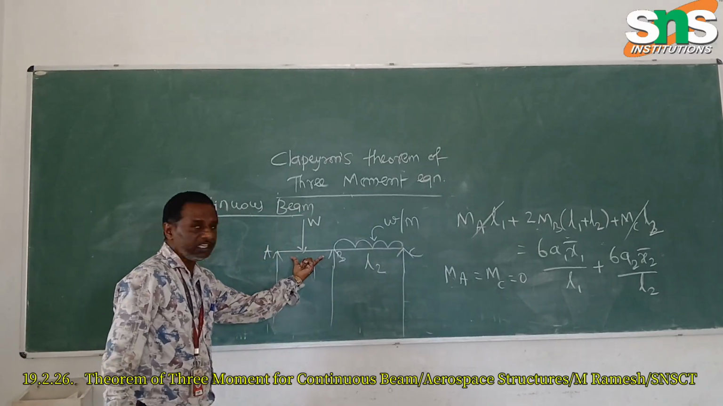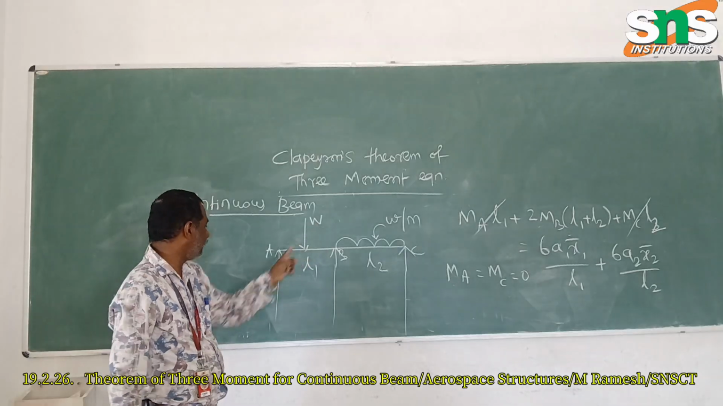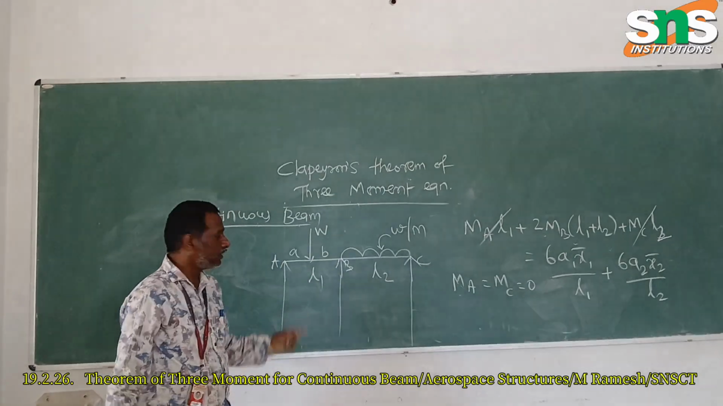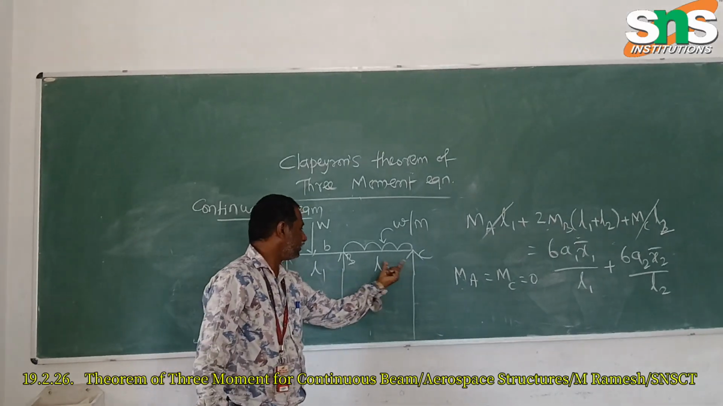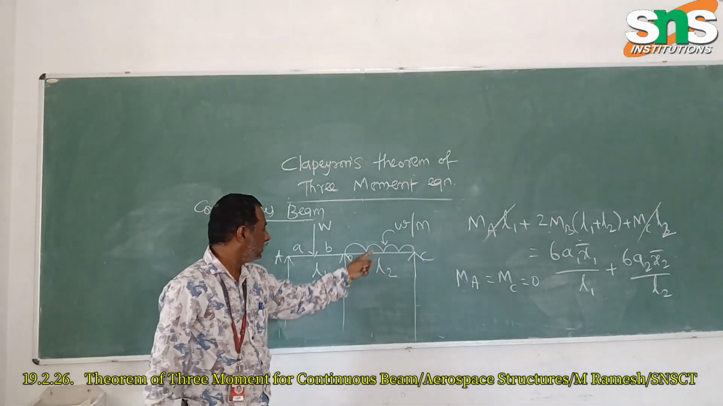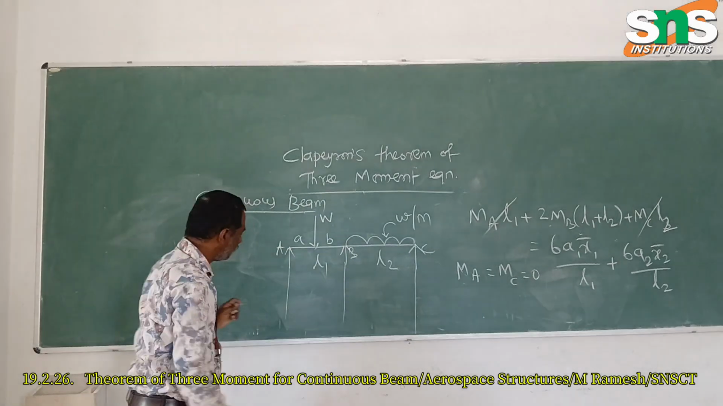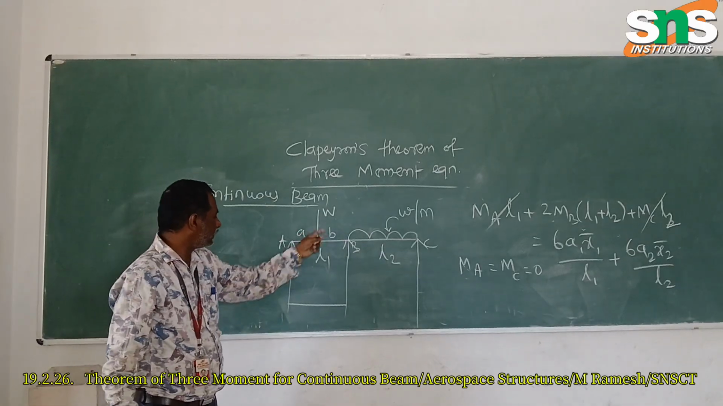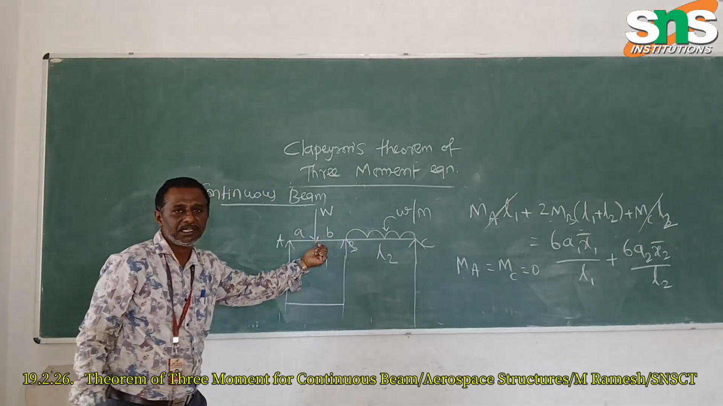Here in region AB, a point load is acting at a distance. Let's take the distances a and b, so A plus B equal to L1. And the BC region has a uniformly distributed load W per meter. So let us segregate AB.